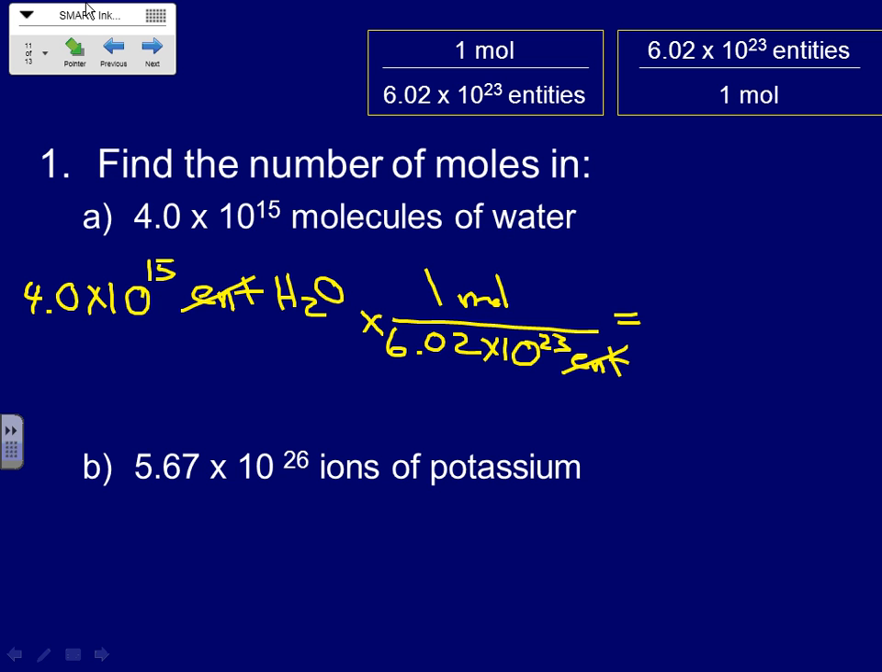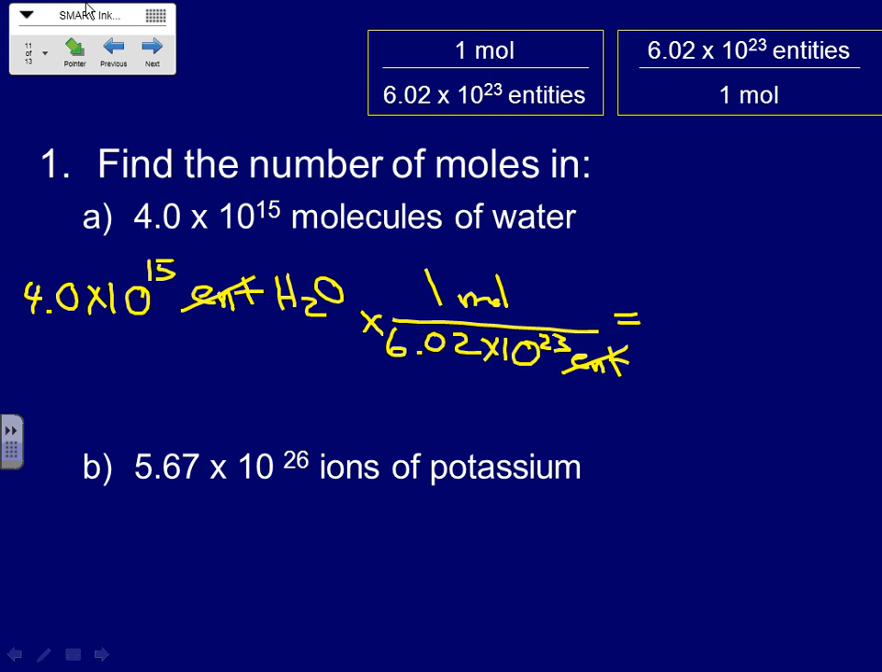So this time, it's 4.0 EXP 15. You don't have to actually press times 1. But for anything on the bottom, you're pressing the divided by button because we're dividing out that factor. So then it's divided by 6.02 EXP 23. And we're looking for a number. What do you got, Jacob?